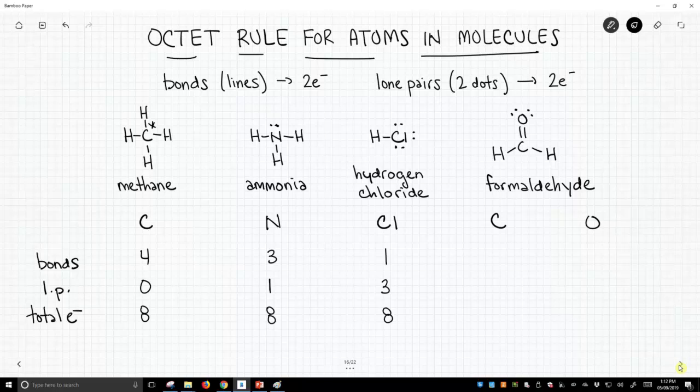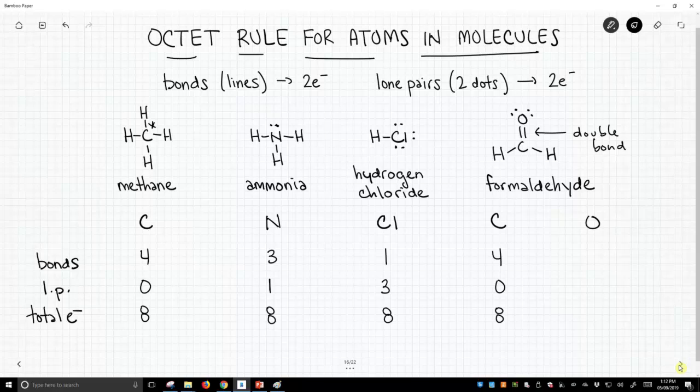The last molecule is formaldehyde. Formaldehyde has 2 second row elements, a carbon and an oxygen. We'll handle the carbon first. The carbon has 4 lines to it. Note that this is a double bond. It consists of 2 lines. Each line is 2 electrons. So that's 4 lines. That's 4 bonds. No lone pairs on carbon. That gives a total electron count of 8.